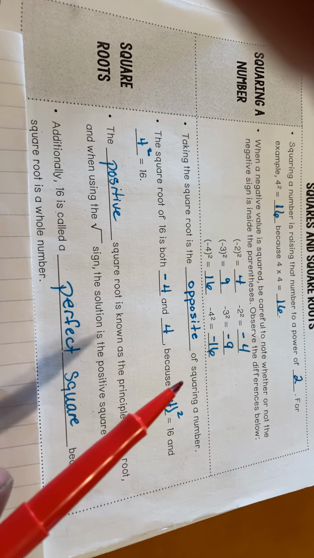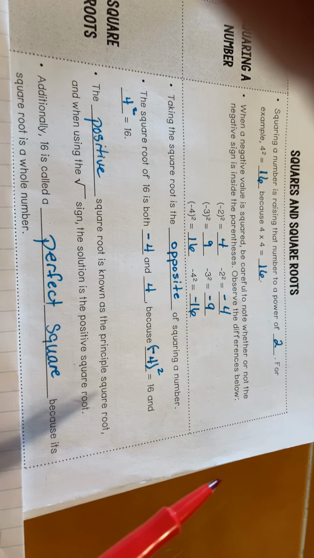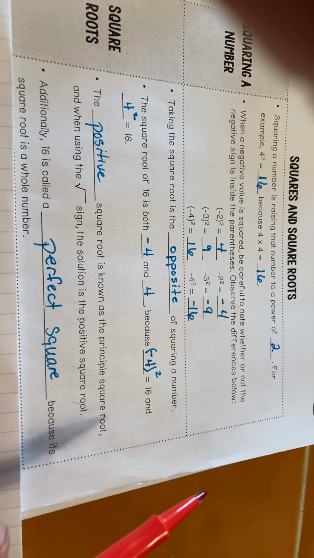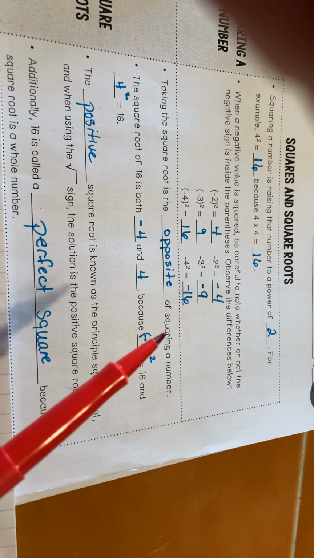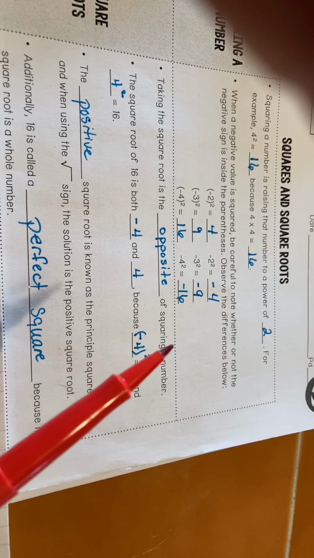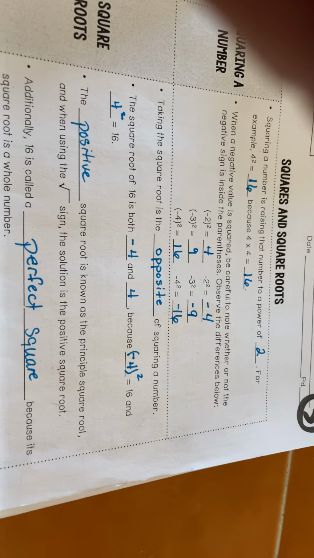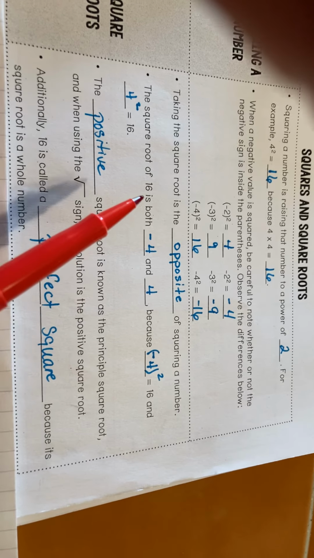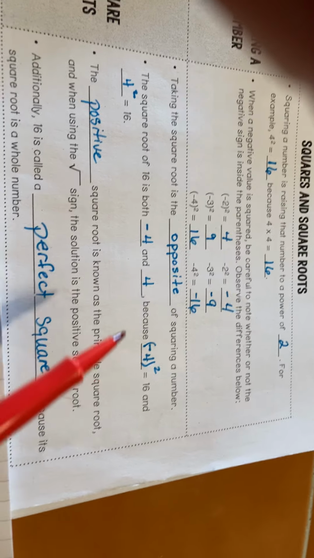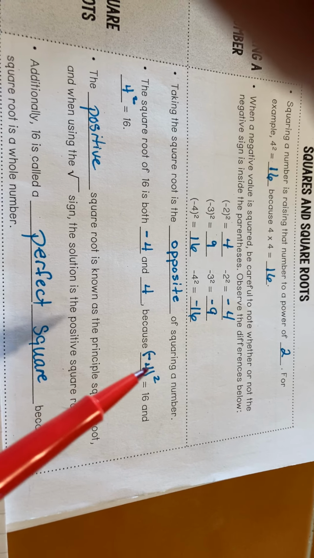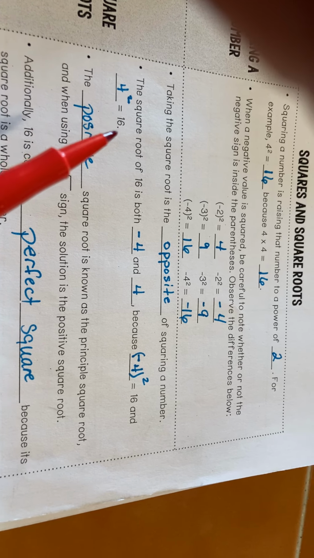Taking the square root is the opposite of squaring a number. So when you're squaring something, you're multiplying it twice. When you're doing the opposite of that, you're trying to find the number that would go the other way. We would take the number and say, well, what do we multiply together to get that number? So for instance, the square root of 16 is both negative 4 and 4 because negative 4 times negative 4 is 16, and 4 squared is 16.